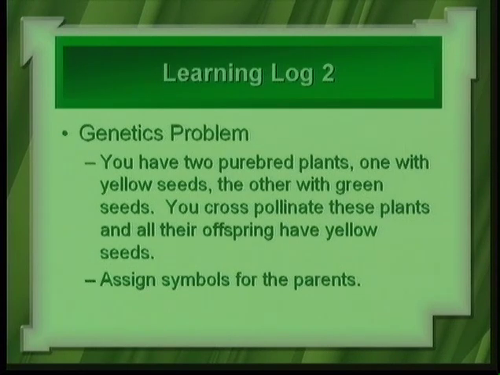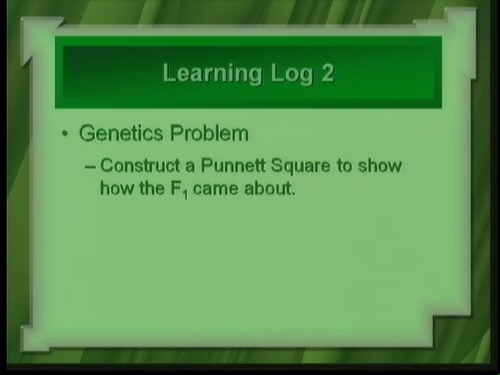Secondly, the first thing you need to do is assign symbols for the P generation, for the parents. Usually you'll name after the allele that's dominant. So you assign symbols for the parental generation. Then next, you should construct a Punnett square to show how the F1 came to be the way they are. Remember the F1 all have yellow seeds? So construct a Punnett square to show how the F1 came about, what actually went into the making of the F1, or the first filial generation.